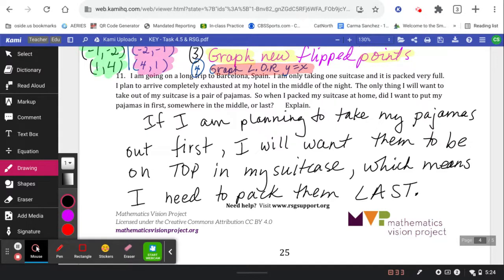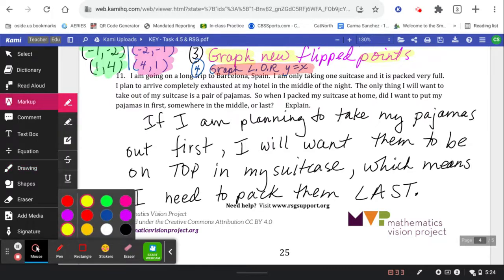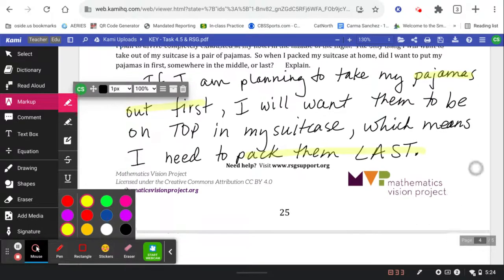Okay, if I'm planning to take my pajamas out first, I need to pack them last. Does that make sense to you? That's like us giving you a context that's not math related for inverses. How would I undo those packed pajamas? If I want to get to them first, I need to pack them last. Pajamas out first means pack them last.